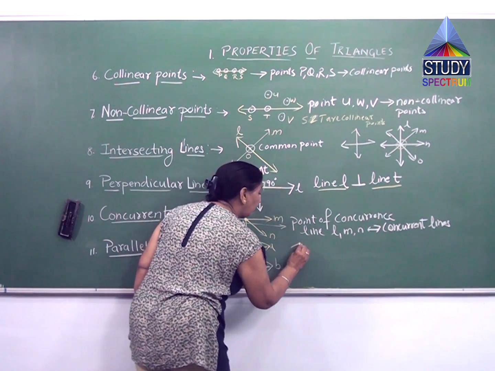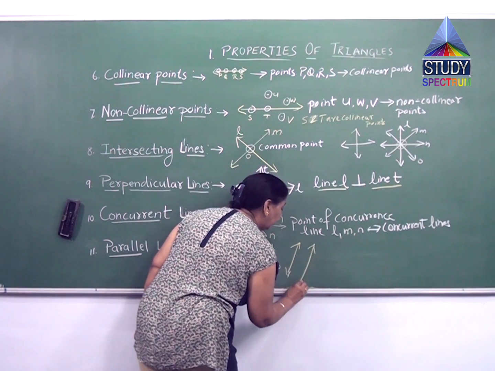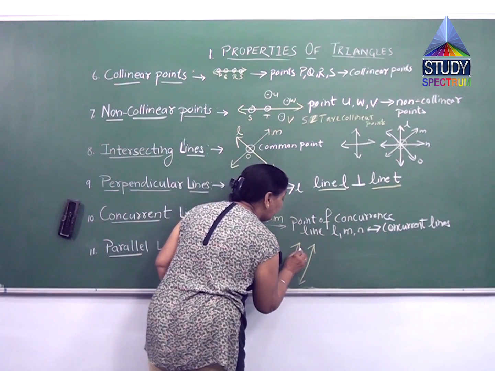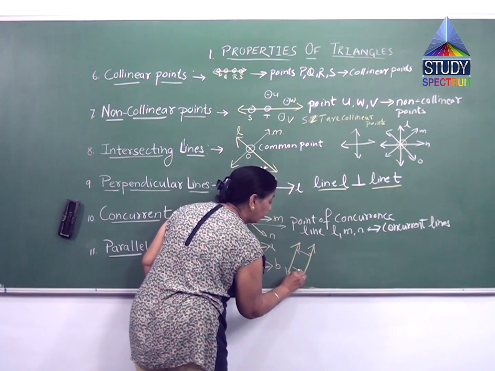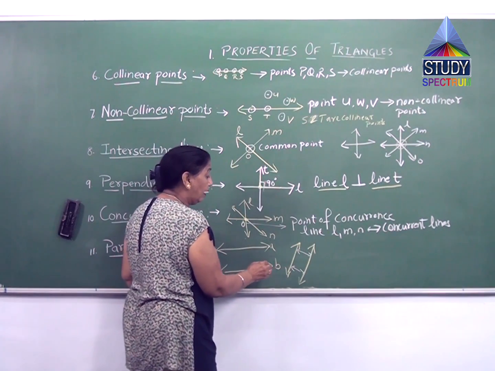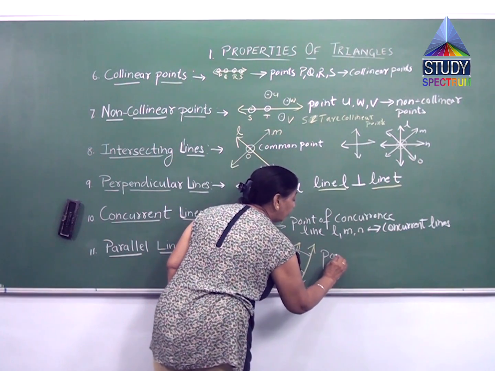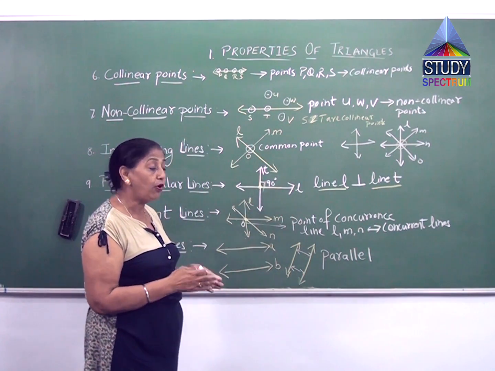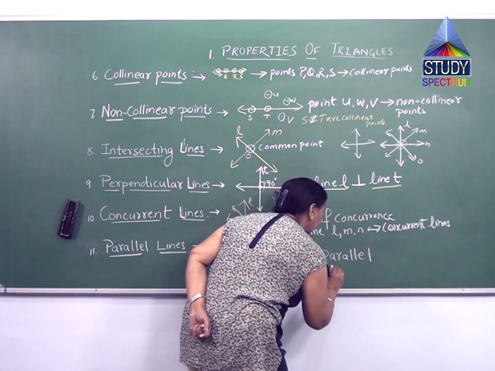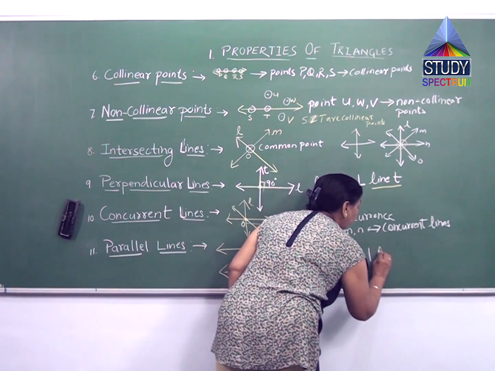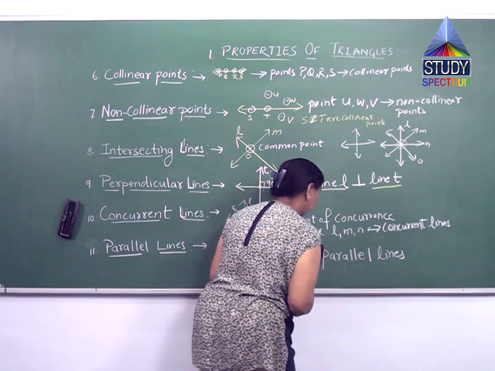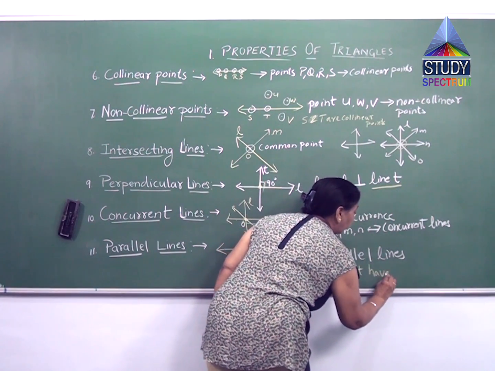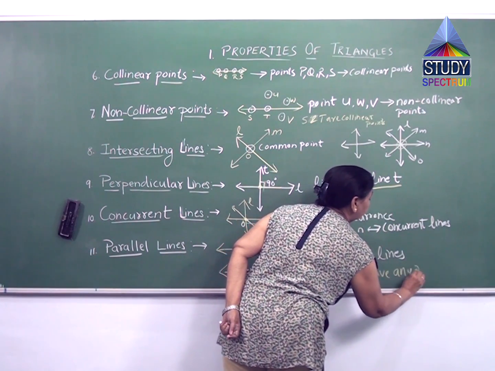It may be like this also, but they are always at the same distance. Whatever distance is over here, the same distance is over here. So these kinds of lines are known as parallel lines. You can call two lines parallel when both lines do not have any common point. Parallel lines do not have any point in common.